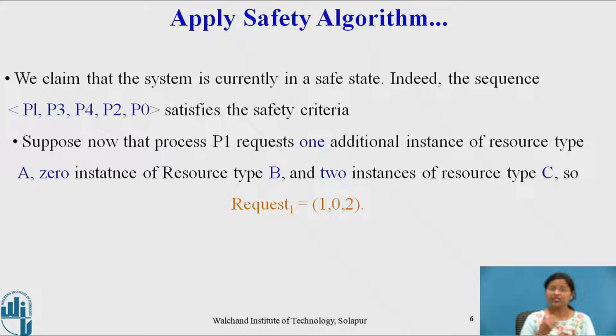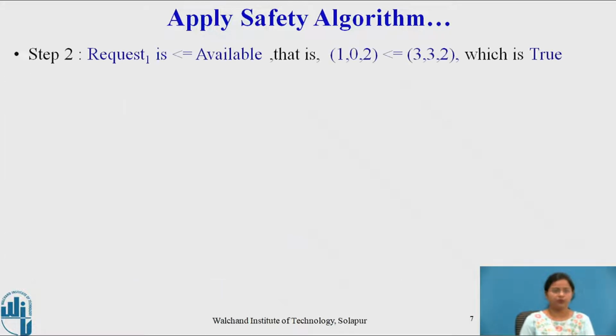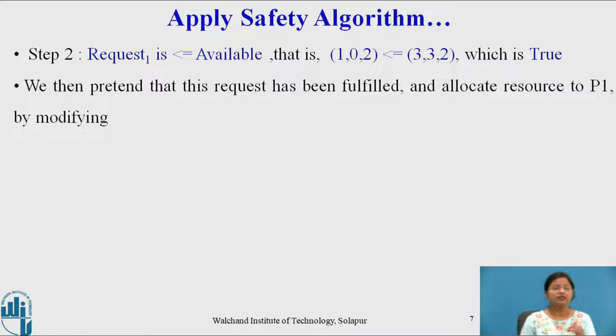Now to check whether this request can be granted or not, we have to run the resource request algorithm, where the first step is to check whether the request made by the process is less than need or not. Means check 102 is less than or equal to 122. Yes, condition is true. Now go to step 2. Check whether that request is less than available. Yes, 102 is less than 332, condition is true. Now from these two steps we can say that this request can be fulfilled and we allocate the resource to P1.